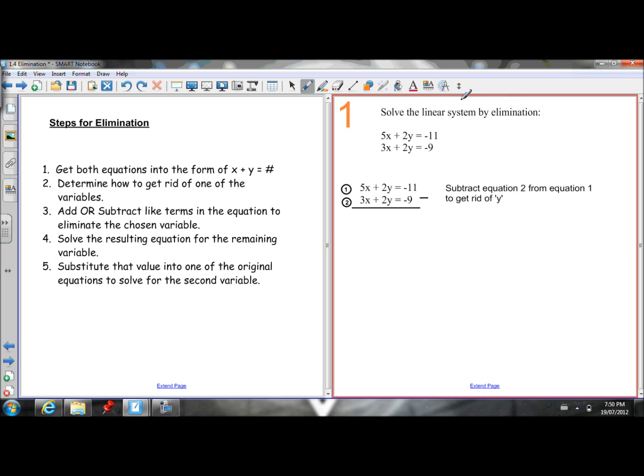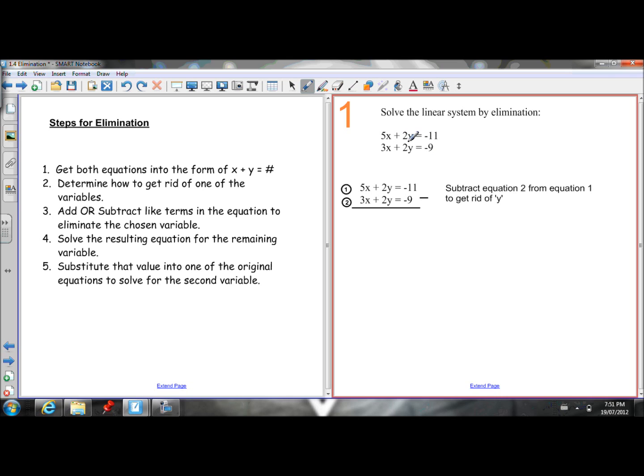So if I want to solve this linear system by elimination, I have 5x plus 2y equals negative 11 and 3x plus 2y equals negative 9. Those are two linear equations. Considering them at the same time, it's a linear system. Solving it means find the point of intersection. Up until now, we could have solved it by graphing, but we know that just gives us an approximate answer, and it would be difficult for this because they're not in slope y-intercept form. We'd have to do a bunch of rearranging and there'd be a bunch of fractions.